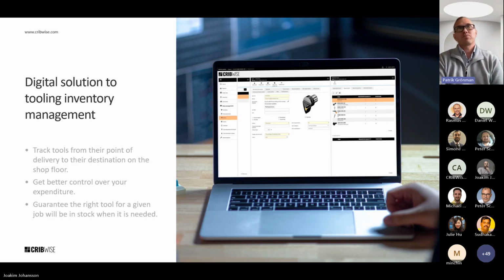As such, machine shops are increasingly turning to cloud-based software to manage inventories of tools, as well as MRO assets and personal protective equipment. These intuitive, proven cloud solutions like CRIBWISE are affordable, even for the smallest and specialized machine shops. The benefits associated with inventory management software are numerous. It tracks tools from their point of order to the destination at the shop floor, and in basics, slashes administration costs. It gives the machine shops better control over expenditure. It guarantees that the right tool for the right job will arrive when needed, making production delays a thing of the past.